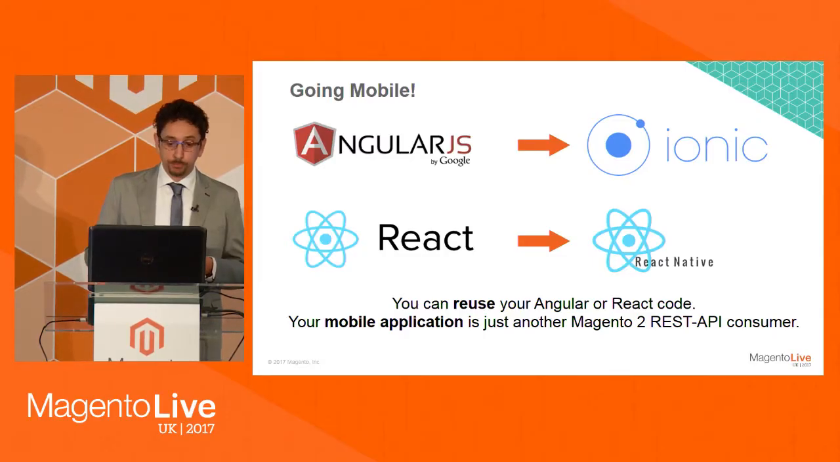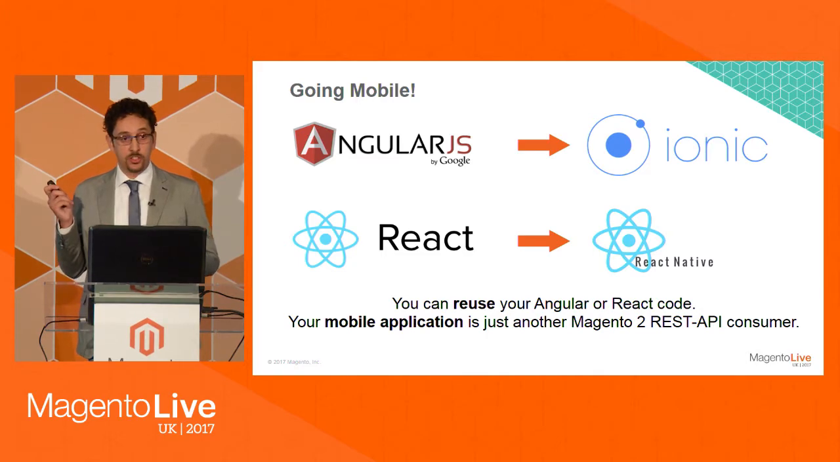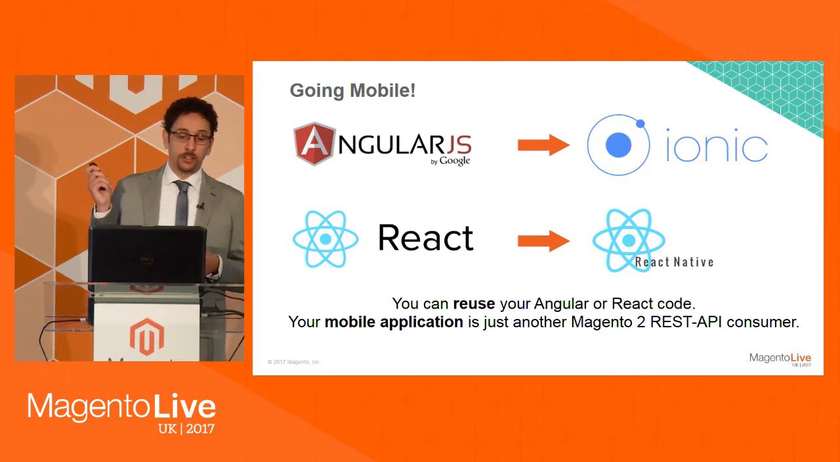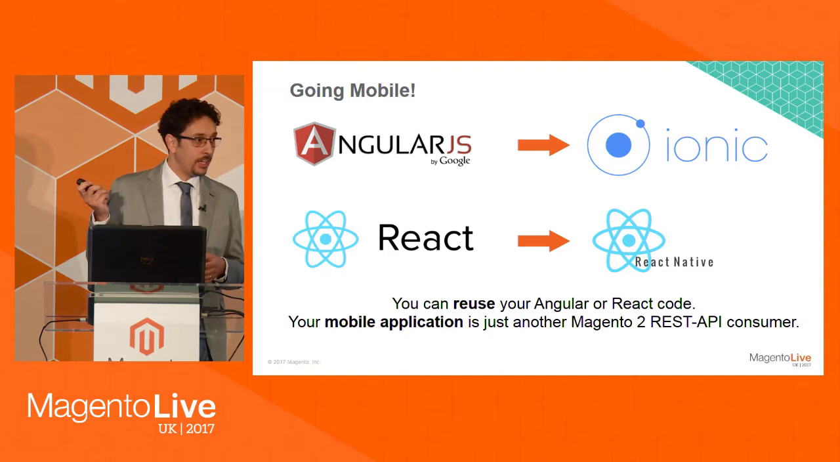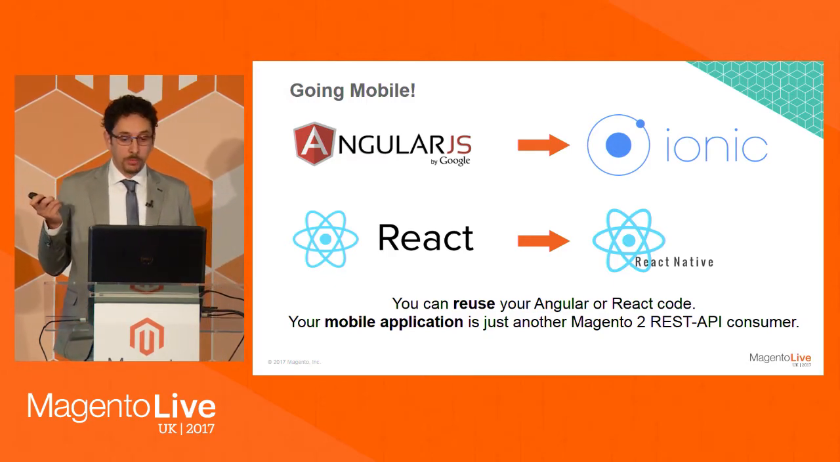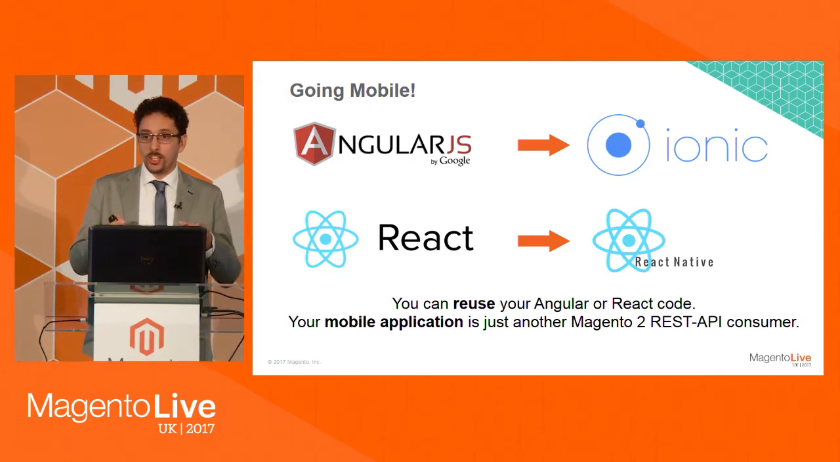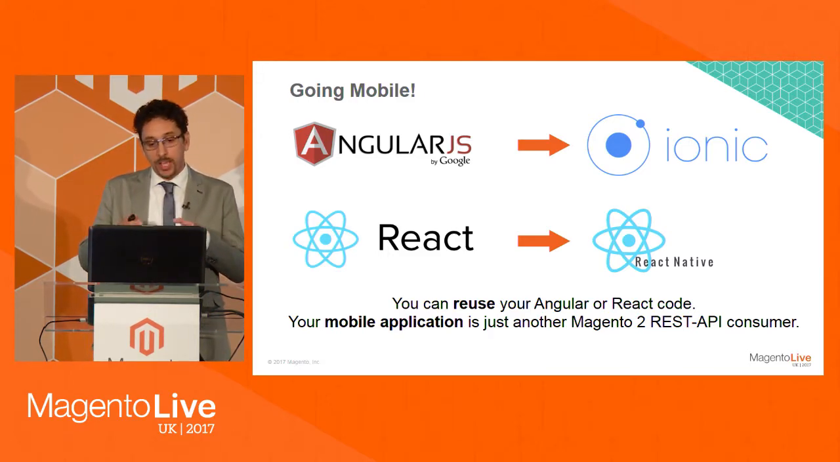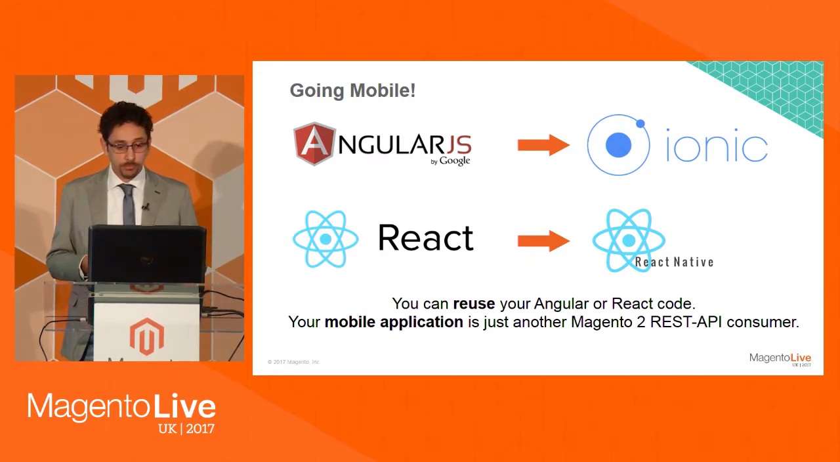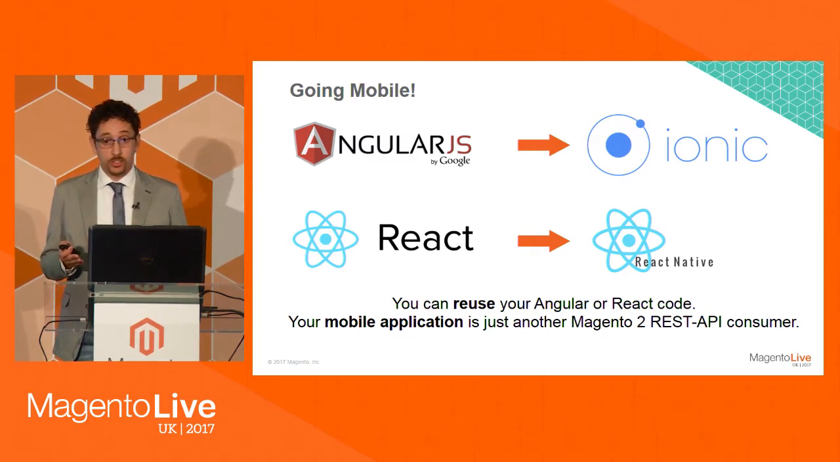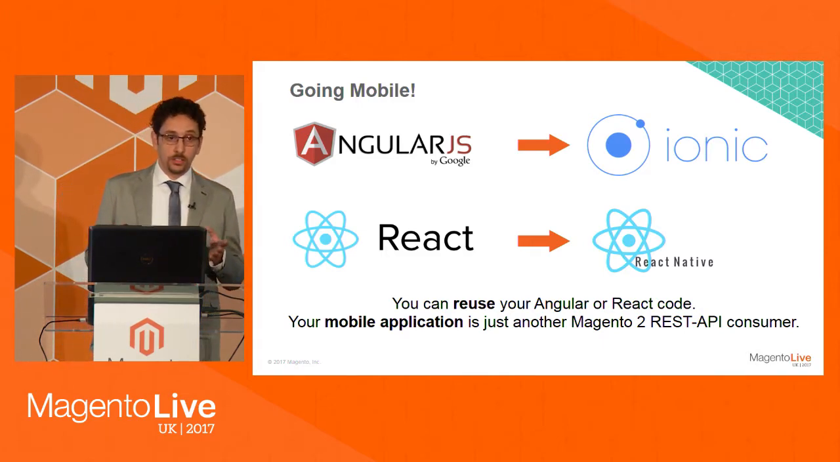And talking about mobile, this is one of the main advantages of going headless. If you are using AngularJS, you can, for example, reuse your code to create a mobile application based on Ionic. Ionic is a very powerful framework based on AngularJS, so you can just take pieces of code from AngularJS and make them work on Ionic in a mobile application. And the same you can do with React and React Native. So you can reuse the code. This is very important because, if one of the problems is developing time, this is one of the solutions.